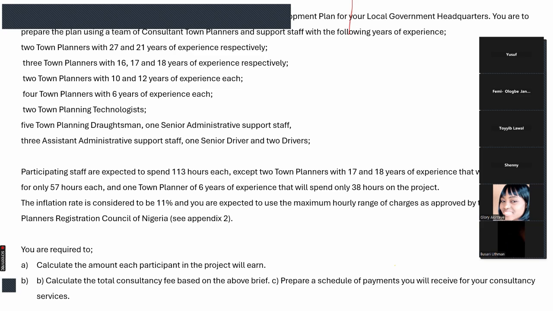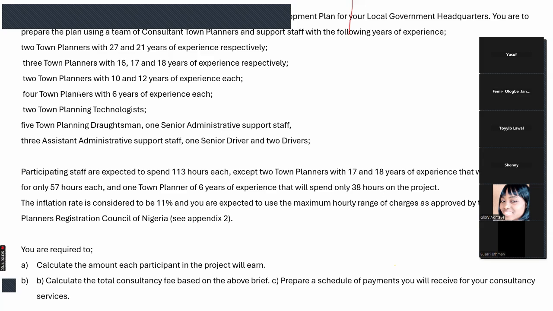Yeah, you are going to calculate for these two town planners that have 17 and 18 years of experience separately; you calculate their fees. Then you calculate the fee for the other town planner that has 16 years of experience, using the number of hours he will participate in the project, which is 113 hours. Okay, then we have one town planner of 6 years of experience who will spend only 38 hours.